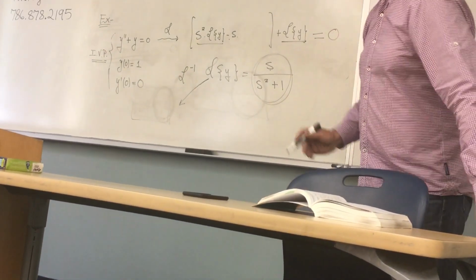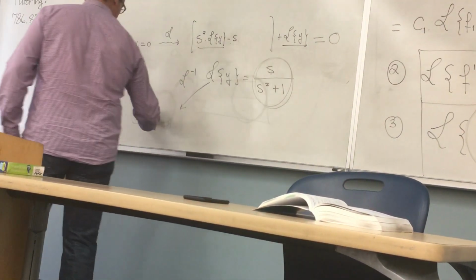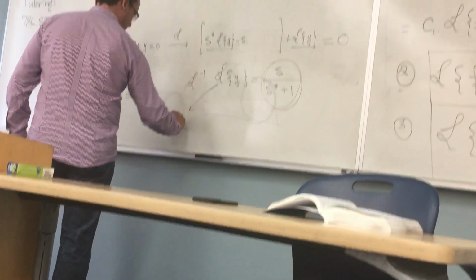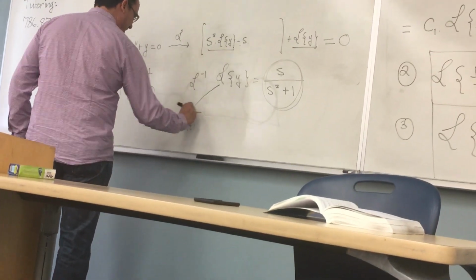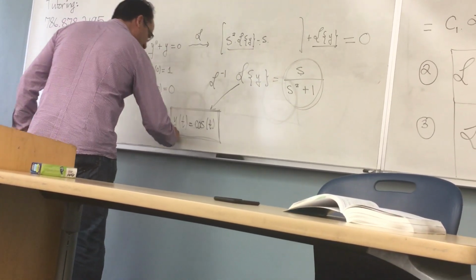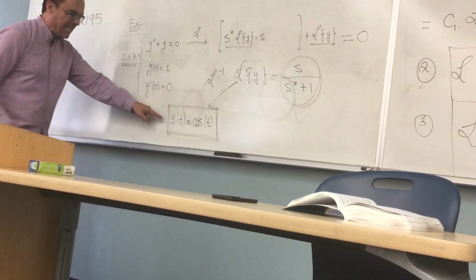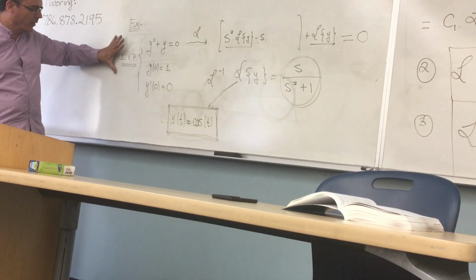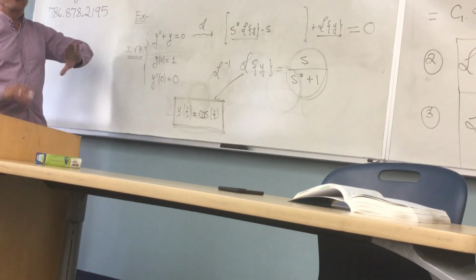The cosine of t. And this, the function cosine t, just the cosine of t, is the end of the problem. That's the unique solution of the whole initial value problem.